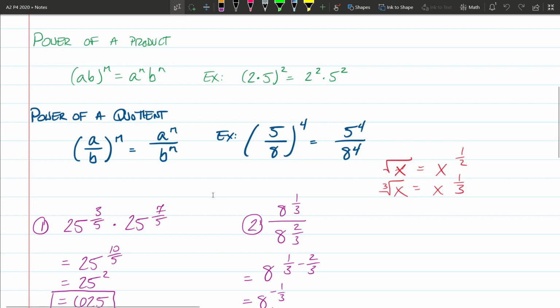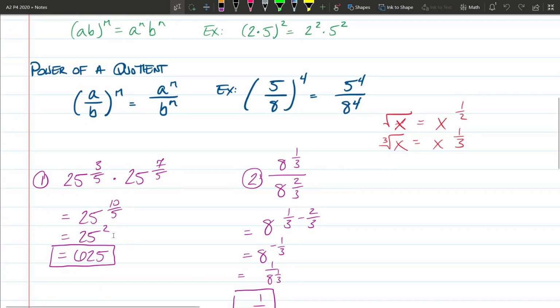So number one here, I've got 25 to the 3/5 power, so that's cubed and then fifth root, times 25 to the 7/5 power, the 7th power to the 5th root. Now I see this times, and that means I'm going to do what? That's right, I'm going to add. So 3 plus 7 is 10. So I end up with 25 to the 10/5 power. And 10/5 reduces to 2. 10 divided by 5 is 2. And I can evaluate that all the way to 625, 25 squared.